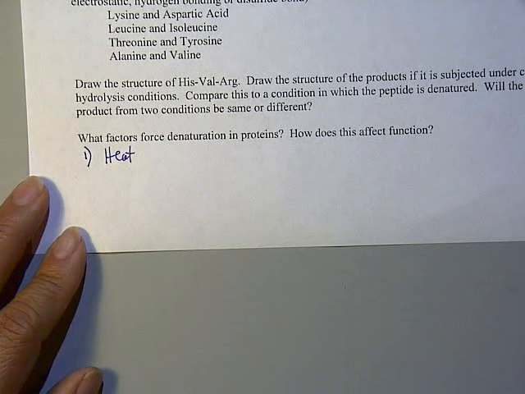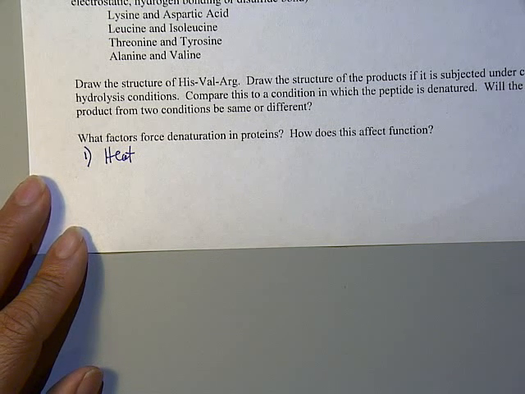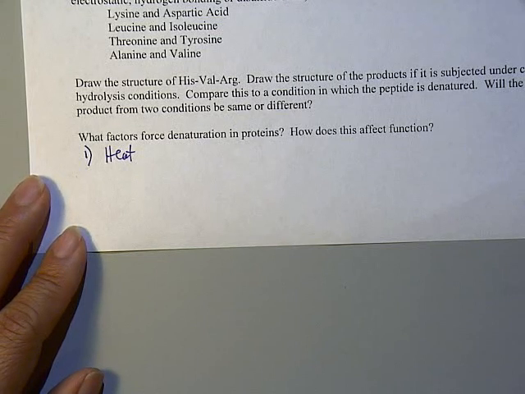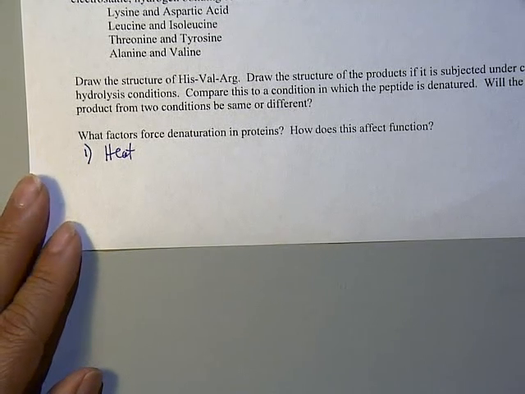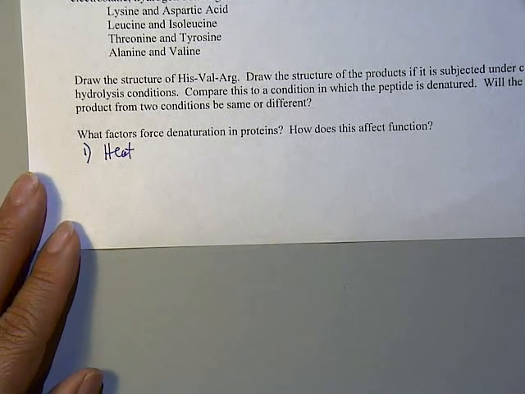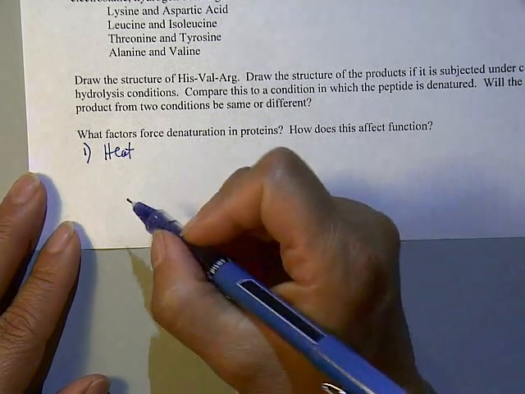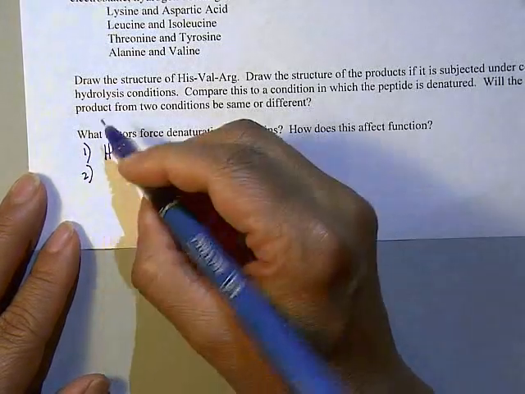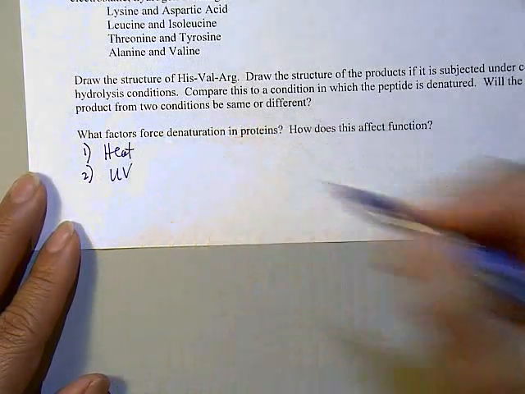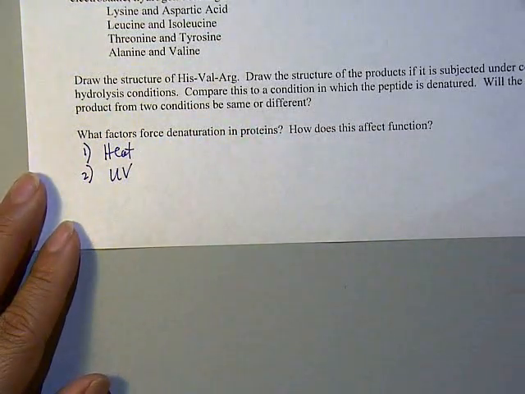Same thing could happen to you if your body temperature rises above 106. That's why when you have a fever, you take a temperature, make sure that it's not really, really high, because if you have a high fever like this, then you could start to denature your enzymes, which would be very dangerous. UV radiation is also bad for you.